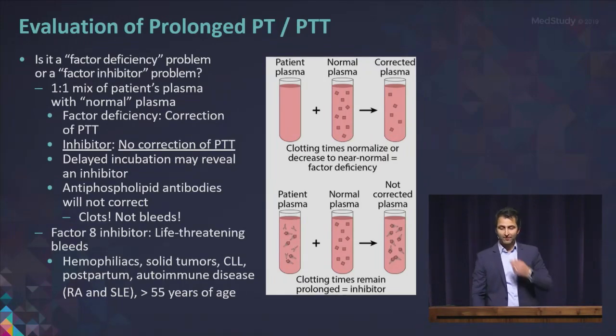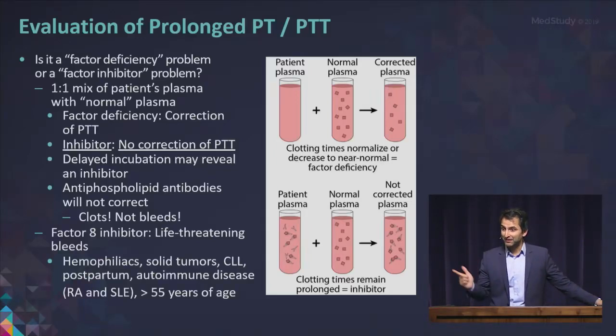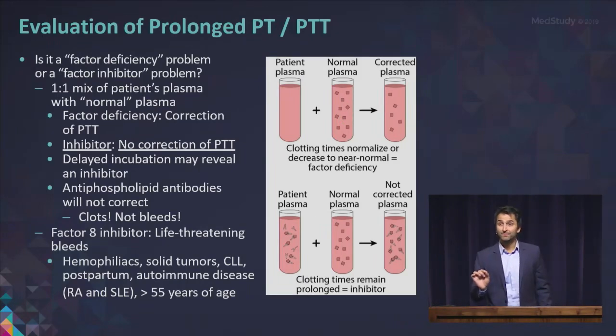So let's go through the scenarios. If your problem is a factor deficiency, like a hemophiliac, let's look at the top here. You have your patient plasma. They have no clotting factor in it because they're a hemophiliac. They just don't have any. You mix it 1-to-1 with normal control plasma, and you incubate it for a couple of hours, and the clotting times are going to correct. That PTT is going to go from 55 down to 35. Why? Because the clotting factor in the control plasma took over and did the job. So your PTT corrects to normal, it's a deficiency.